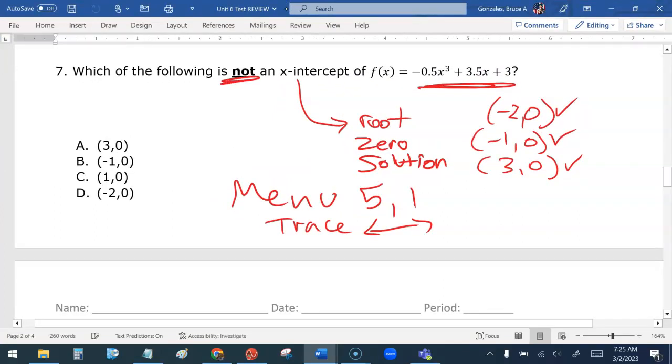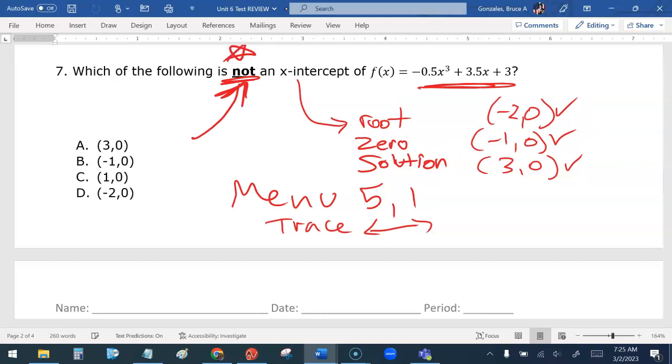So which one is not? Very important. Well, negative 2 zeros there, negative 1 zeros there, 3 zeros there, so it's got to be C. C is not an x-intercept. Cool.